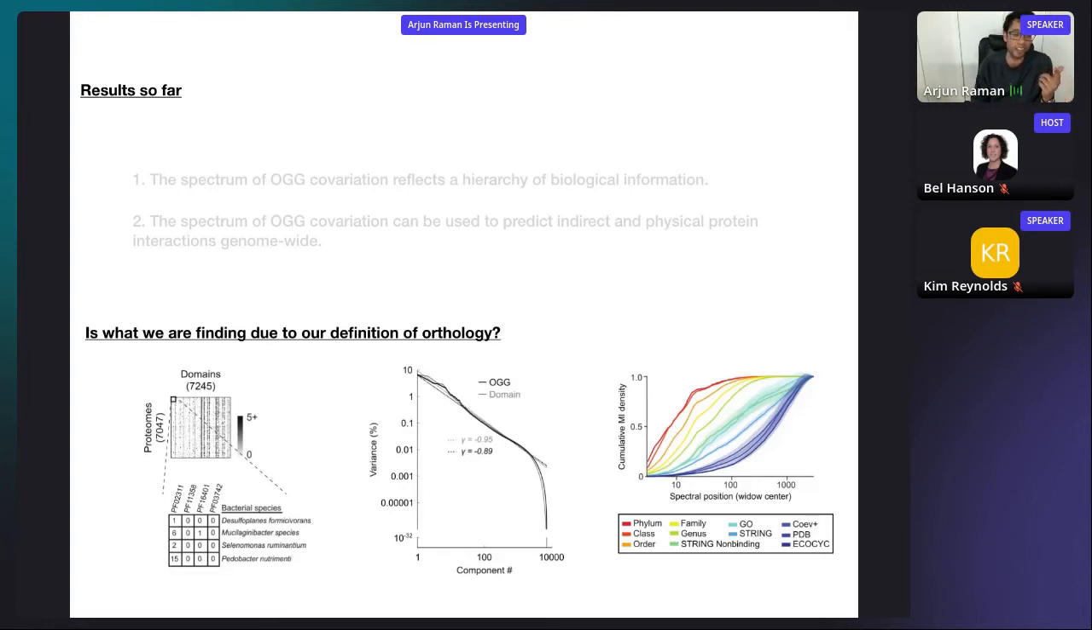Now, it's worth noting that this matrix is numerically different from the orthologous gene group matrix. You can see that the dimensions are different. It's 7,000 by 7,200 rather than 10,000. And the numbers are actually different within the matrix, but the pattern of covariation seems to be the same.